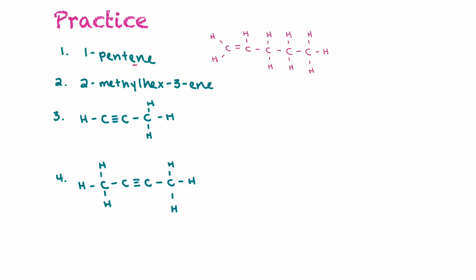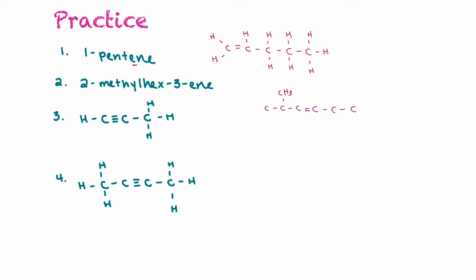The next one, we're being asked, it says 2-methylhex-3-ene. So that means that there is a double bond on the 3rd carbon in a 6-carbon chain. So we're going to draw that. So 1, 2, 3, 4, 5, 6. And then on carbon 3, so that's between carbon 2 and 3. So there it is. And then on the 2nd carbon, there's a methyl.